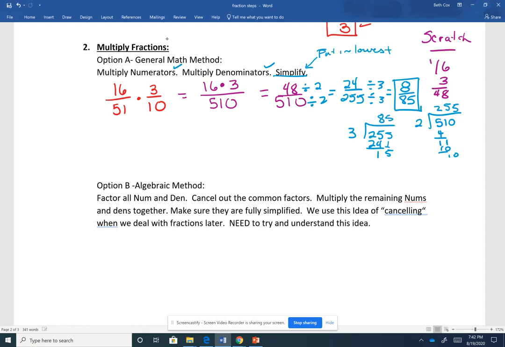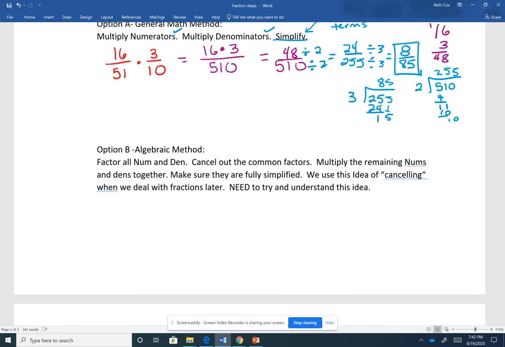Now that's the general math method. Now we're going to do the same problem using the algebraic method, and it's a little easier in my opinion, but that's just an opinion. Easy is an opinion. Some people think English is easy. I don't think so. I think it has to do with my southern upbringing. Just math, y'all. It is what it is.